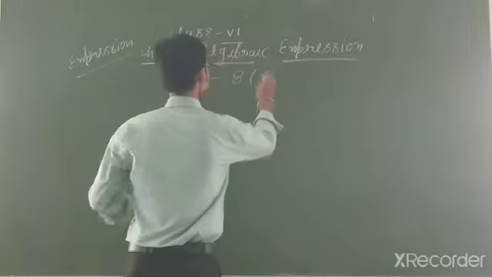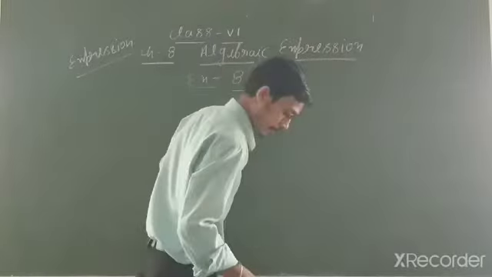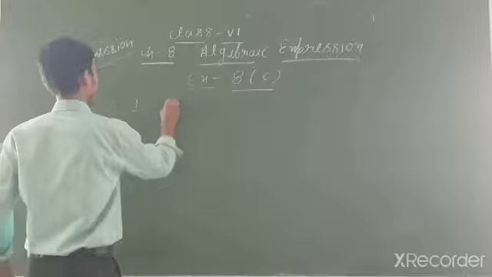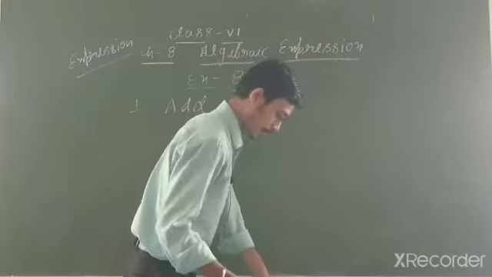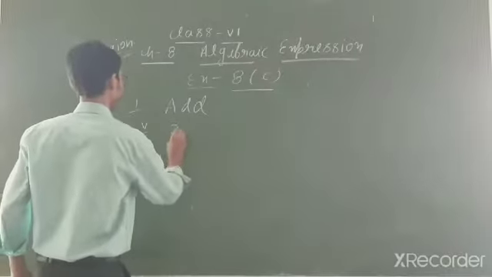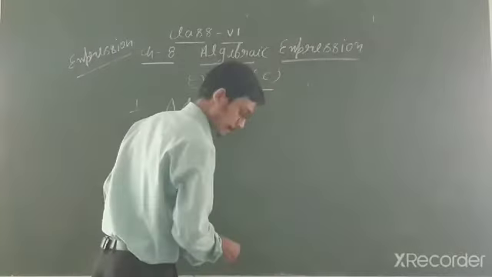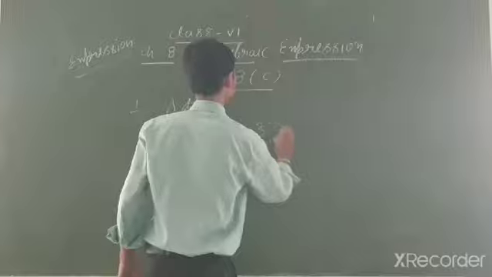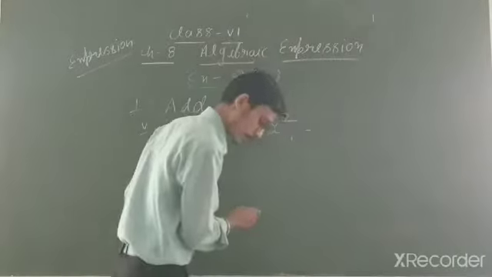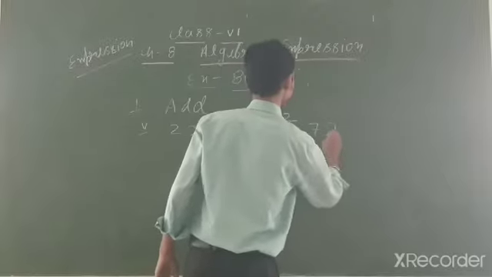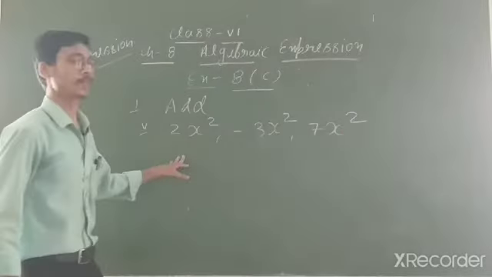One example I will explain, 8C. Clear? What is given? Add. First question, add. So one long question I am taking. Like 2x square, minus 3x square, minus next is 7x square. This is our term.